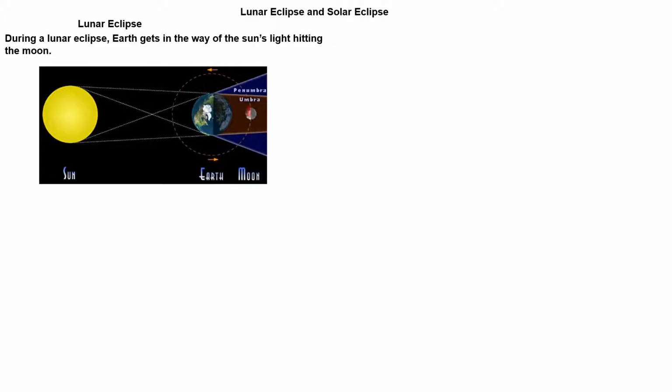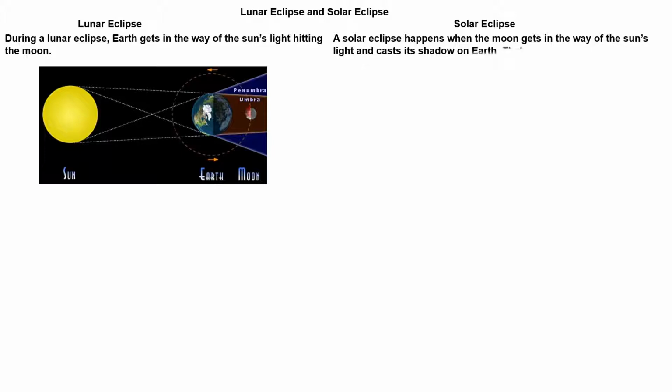Solar eclipse. A solar eclipse happens when the moon gets in the way of the sun's light and casts its shadow on Earth. That means during the day, the moon moves over the sun and it gets dark.